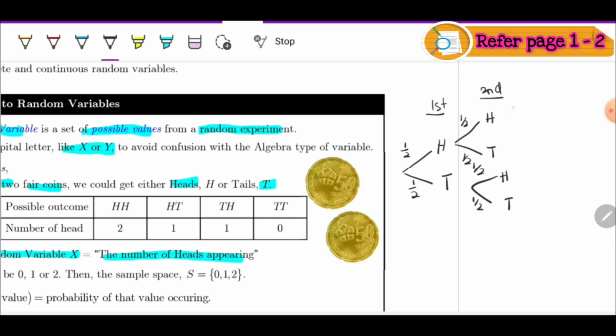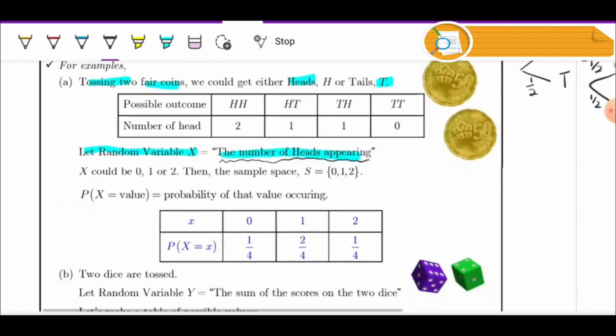At the end of the tree diagram, we list the outcomes. So the outcomes here are head, head; head, tail; tail, head; and tail, tail. X is referring to the number of heads appearing. So the number of heads here is 2, 1, 1, and 0. Now we can represent the variable X using a table.